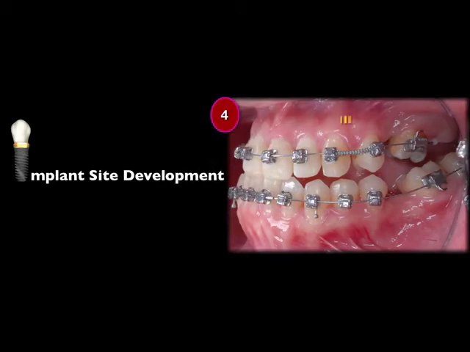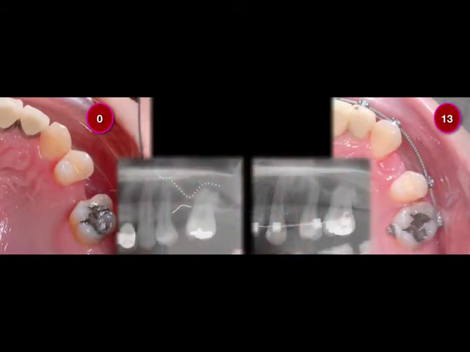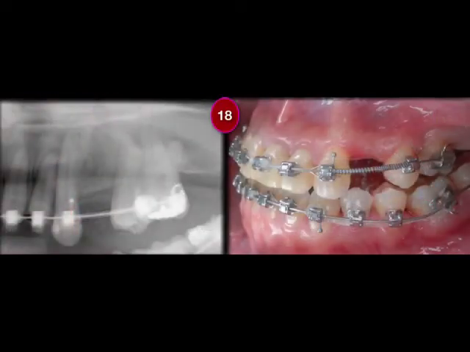Within 4 months, the anterior crossbite was corrected and we started to develop the implant site by using an open coil spring to move the premolar distally. In 10 months, we successfully moved the first premolar into the space of the second premolar. Compared to the original bone level, we can place an implant now. After 18 months of active ortho treatment, we are ready for implantation.